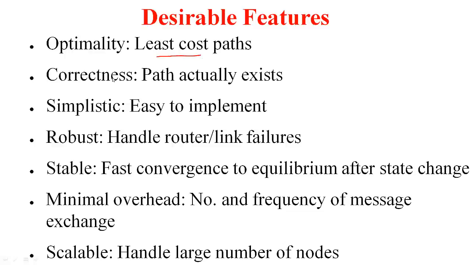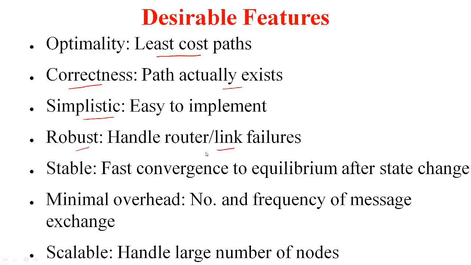Another important feature is also correctness. In other words, your algorithm should give an output when indeed the path actually exists. It shouldn't give a false path. Simplicity is very important when it comes to implementation. Routing link failures are very common, so the algorithm should be robust against these kinds of failures.